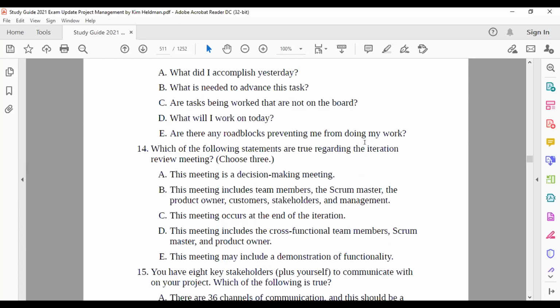Question number 14, which statements are true regarding the iteration review meeting? It's the iteration review meeting. You guys can answer better than that. Please go ahead. Choose 3 answers, so it has to be 3. Look, it's not a decision-making meeting. It's a review meeting. It's not a decision-making meeting.